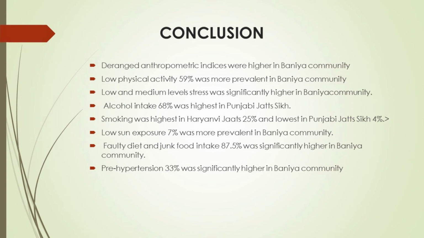Now, the conclusion. The conclusion can be derived from all the graphs that I showed you. Clearly, deranged anthropometric indices were higher in the Baniya community. Low physical activity, 59%, was more prevalent in the Baniya community. Low and medium level stress was significantly higher in the Baniya community. Alcohol intake, 68%, was highest in the Punjabi Jatt Sikhs. Smoking was highest in the Haryanvi Jats, 25%, and lowest in the Punjabi Jats, less than 4%.